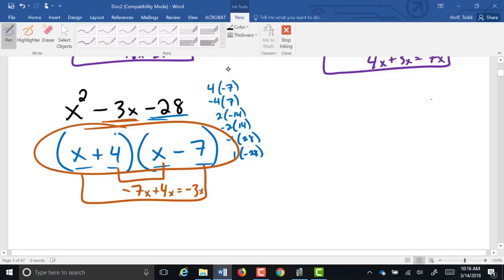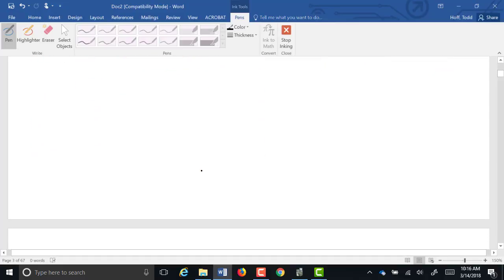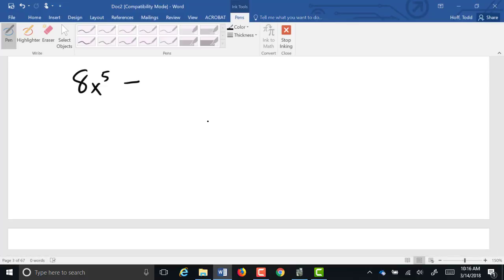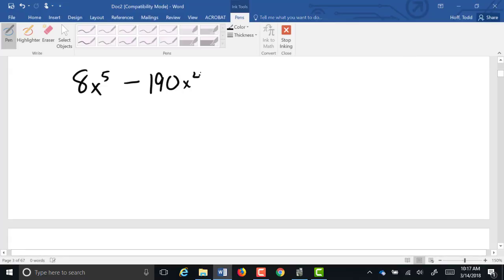So since we're having fun with these, let's do 8x to the 5th minus, oh, what do I want to do here? 190x to the 4th minus 48x to the 3rd.